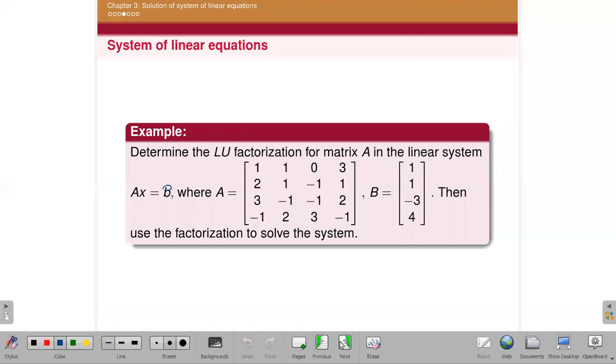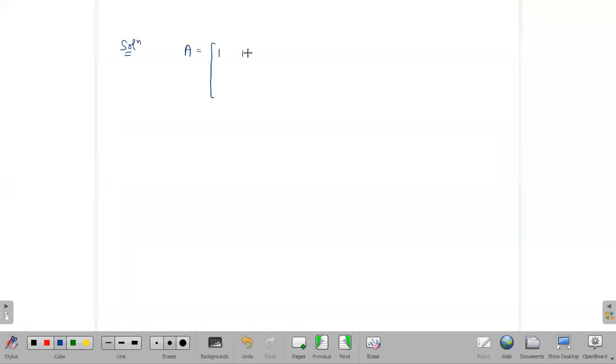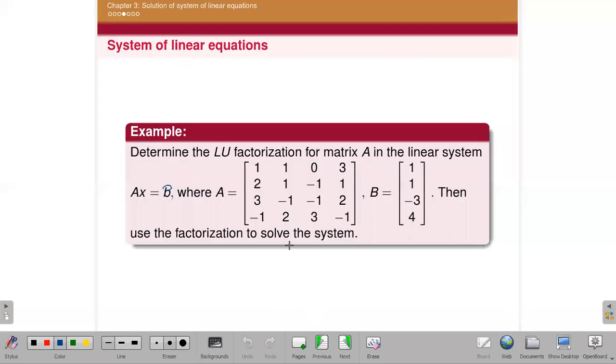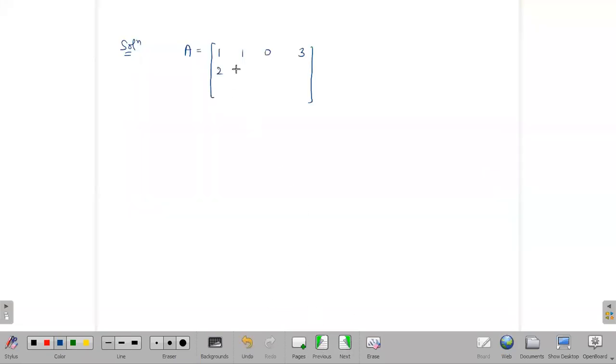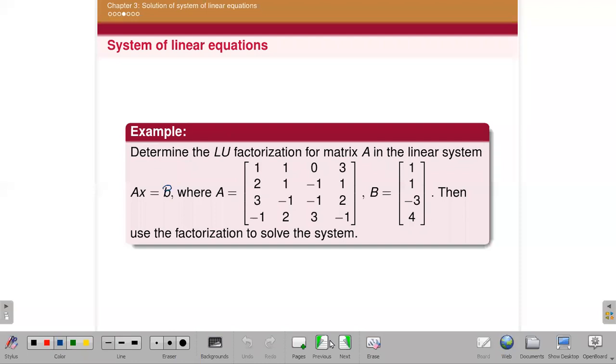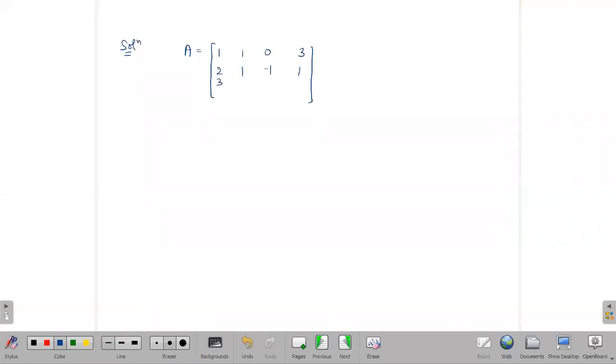So it is 1 1 0 3. It is a 4 cross 4 matrix here. 1 1 0 3, 2 1 minus 1 1, 3 minus 1 minus 1 2, minus 1 2 3 minus 1. So this is the first row. This is second, third, and fourth.